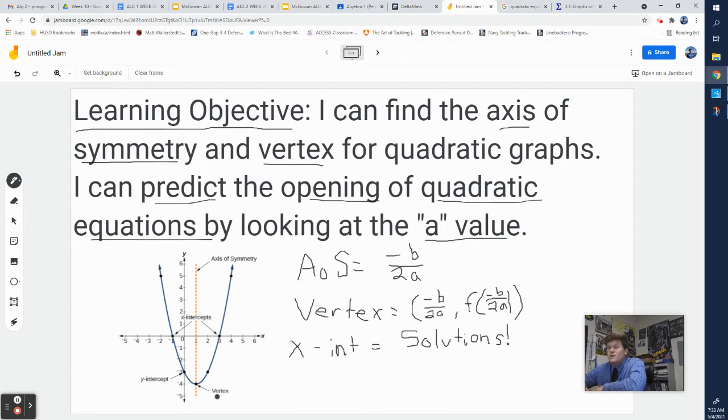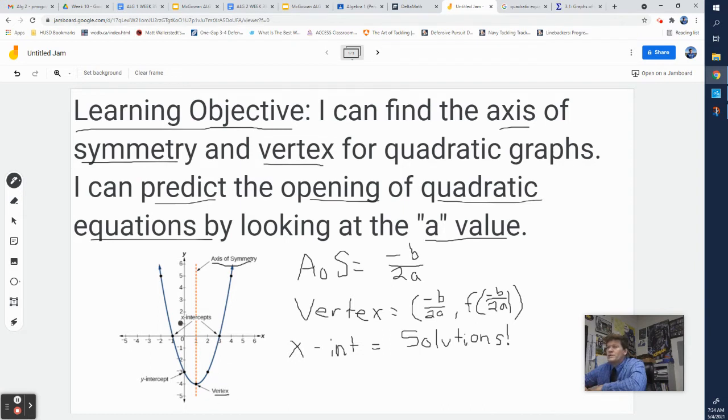Now, the vertex is the other important piece we're looking at today. That's either the minimum or the maximum of your graph, depending on which way your graph's going. It's the turning point, so to speak. So if you have that U-shaped graph, it's where it hits the bottom and then starts to turn back up. It's its turning point. It's the vertex.